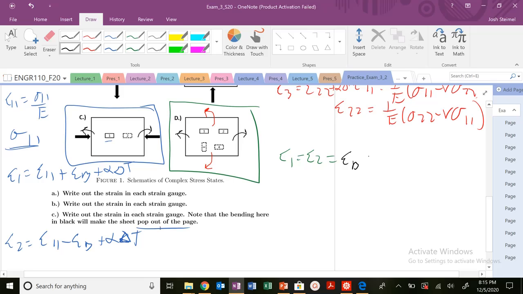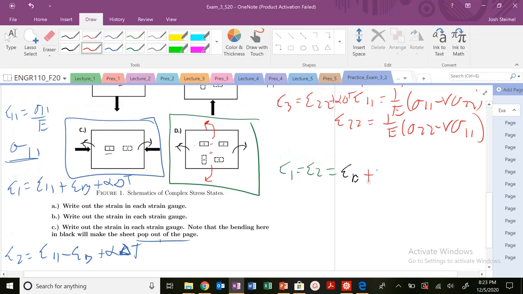And now, let's deal with the red. If this pops it into the page, what's going to happen to that strain gauge? If we're pushing it into the page, we're going to be compressing essentially the wires here, and they're going to expand. They're going to lengthen by some amount, new EB.